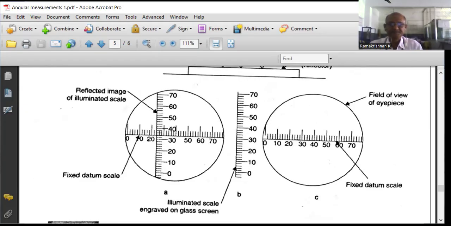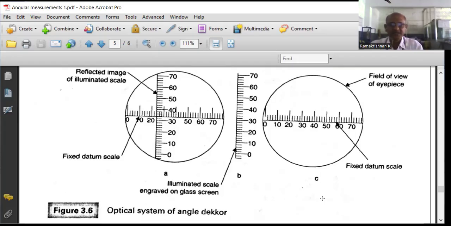But if there is any deviation of the workpiece from the reflector surface, the point of intersection is noted again. For example, the point of intersection in the first case, without the workpiece, is 20. On keeping the workpiece, the point of intersection of the two scales, as measured on the datum scale, is 40. So the angular measurement is the difference, 40 minus 20, which is 20. So 20 is the measure of the angular deviation, and from that it can be calibrated.